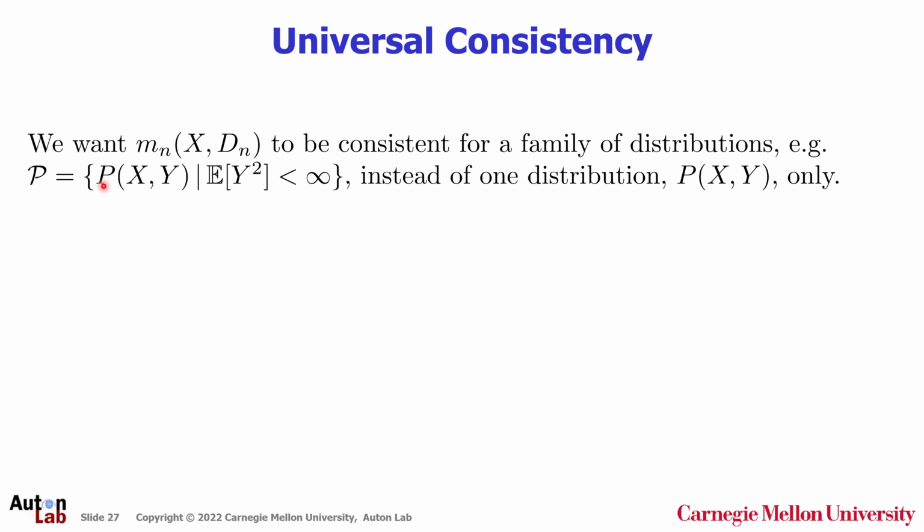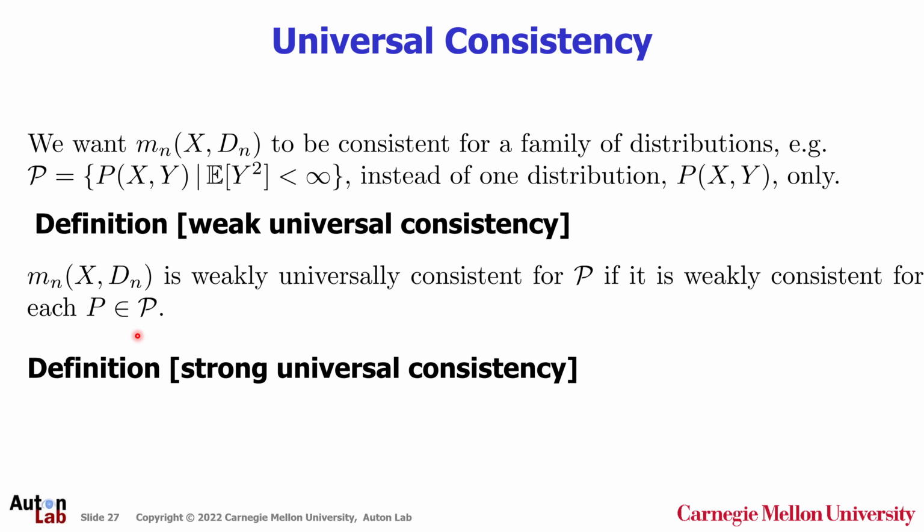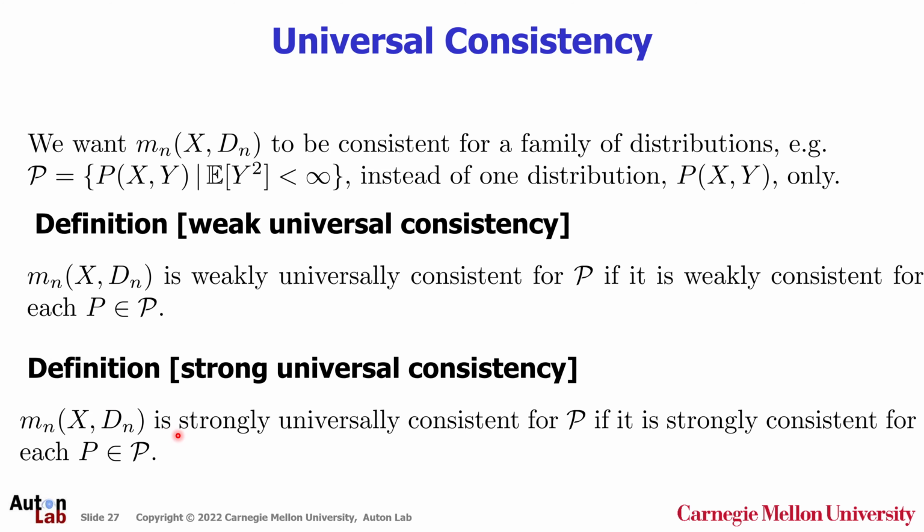Based on this, we can define the weak universal consistency and strong universal consistency. We say that an Mn estimator is weakly universally consistent for this family of distributions if it's weakly consistent for each member in this set or family of distributions. Similarly, we say that an Mn estimator is strongly universally consistent for this family of distributions if it's strongly consistent for each member of this family of distributions.